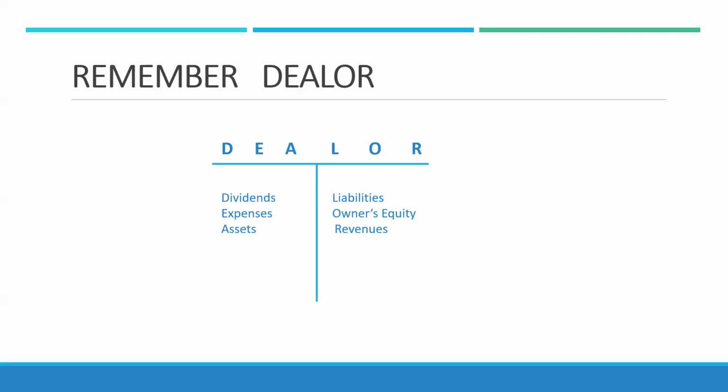DEALER is a good acronym for you to remember. So on the left side, the debit side, we have dividends, expenses, assets, and then on the right side, we have liabilities, owner's equity, revenues. That goes for, right, if it's on this side, its natural balance is a debit. That's what we'd expect it to be at the end of the period. Natural balance is a credit on the right side. And when you're increasing each of them, it's going to be on that side and be a debit or a credit. So increasing dividends, expenses, assets is going to be a debit. Increasing liabilities, owner's equity, revenues is going to be a credit.